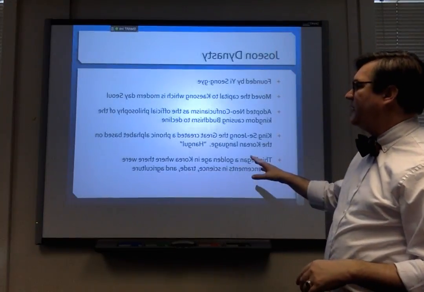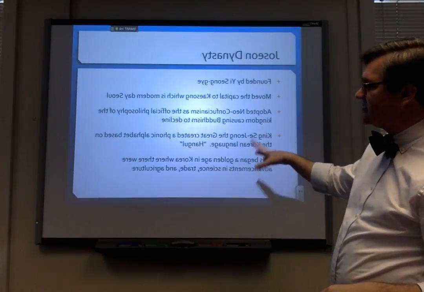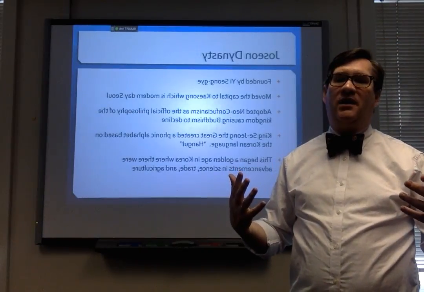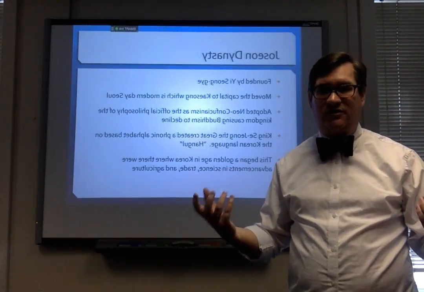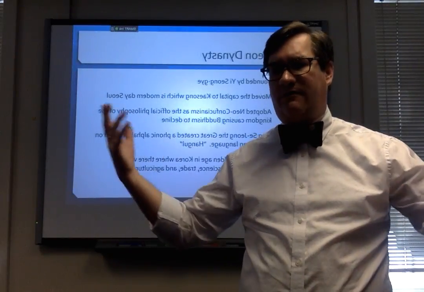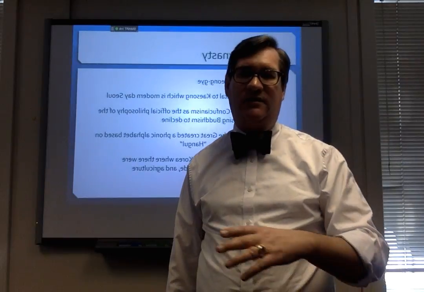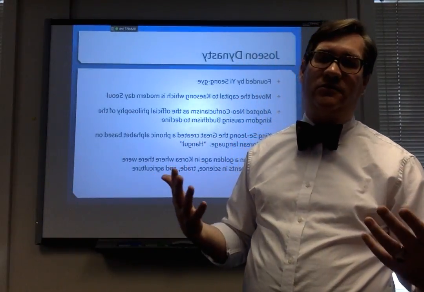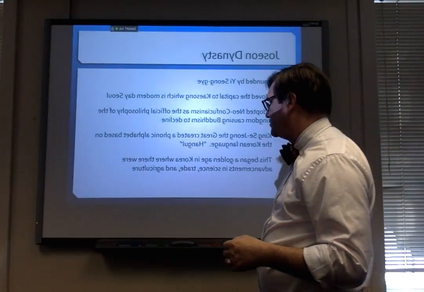So this begins the golden age in Korea where there are advancements in science and trade and agriculture. So this is the height of Korean dynastic history, right? Where they have a flourishing, kind of a renaissance of knowledge. Of course, influenced by China, influenced by other areas that are growing during this period of time, Korea also grows.